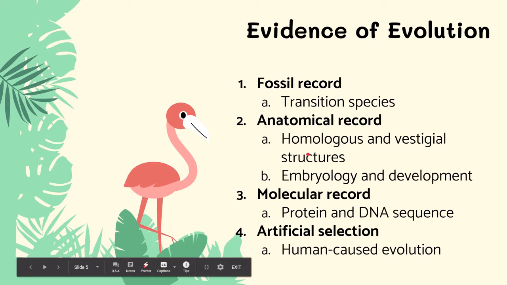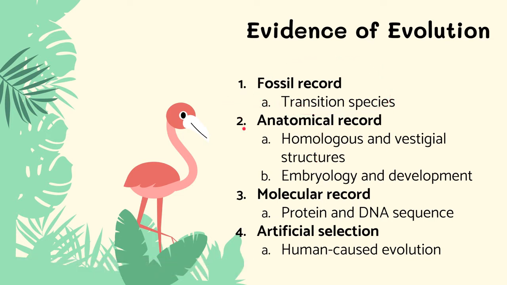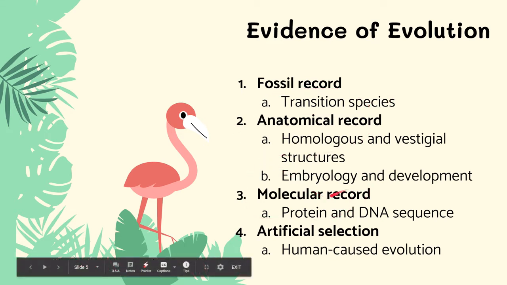So these are the four major evidence of evolution. The first one would be the fossil record, then anatomical record, molecular record, and artificial selection, and we will go through all of this one by one.